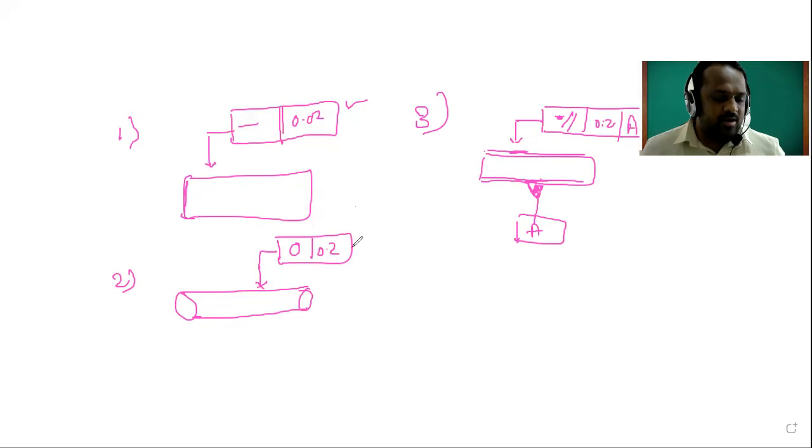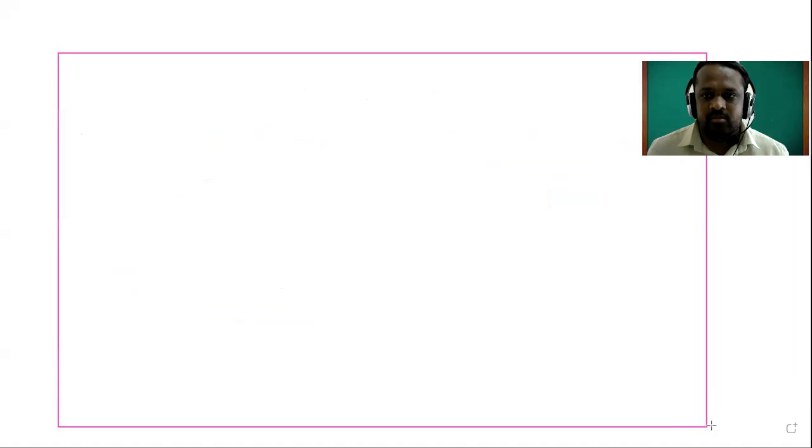So right now we will draw all the symbols here. We will draw the 14 characteristic symbols here. Yes, please tell me.